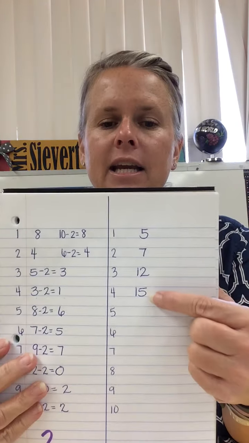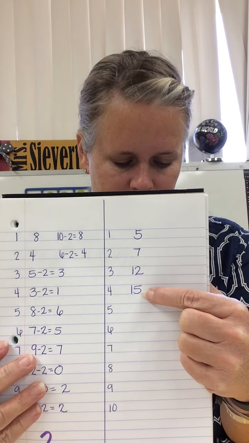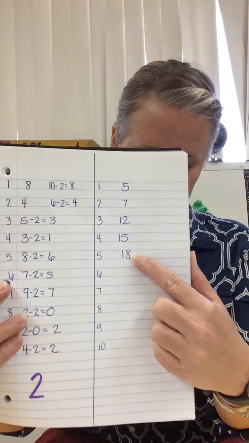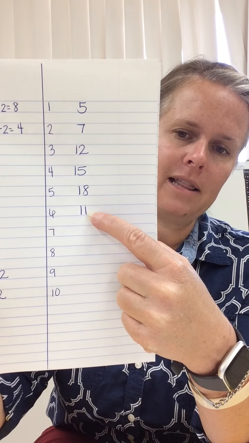Number 4 is 15. A 1 and a 5. Number 5 was 18. Number 6 was 11.